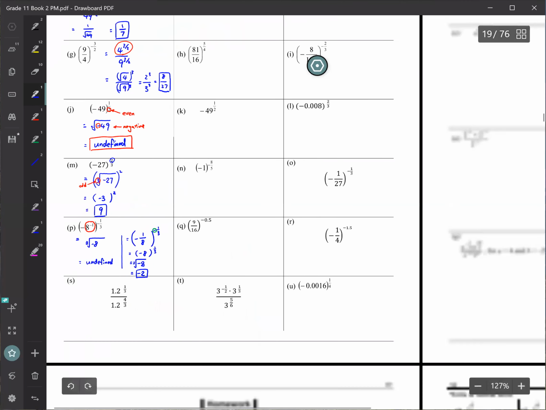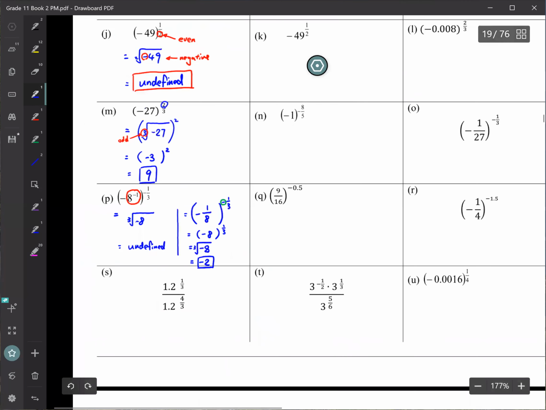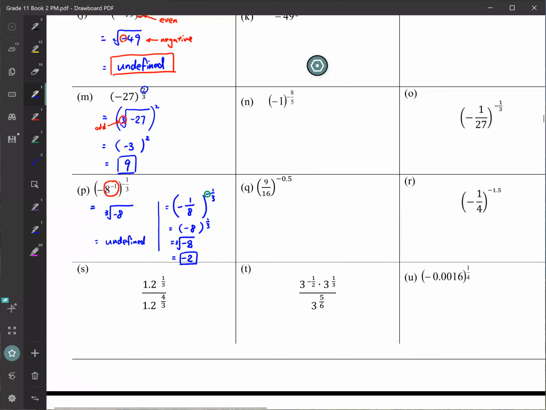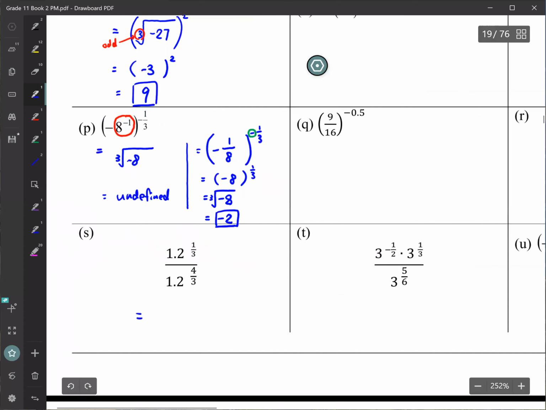Okay, let's look at S. Last one here. We have 1.2 to the 1/3 over 1.2 to the 4/3. Those two fractions are both exponents, and they are dividing, right? This line means dividing. So what should we do? Okay, Evan, what do you think we should do for this one?